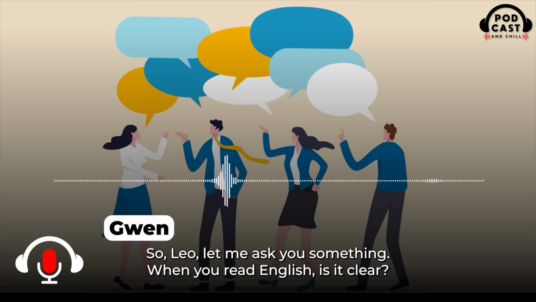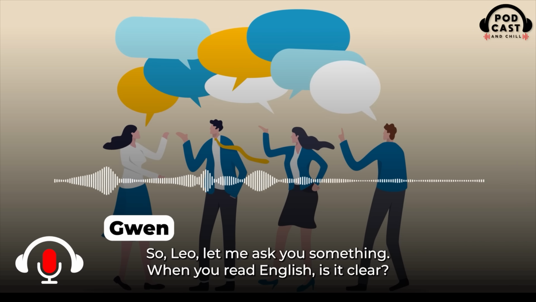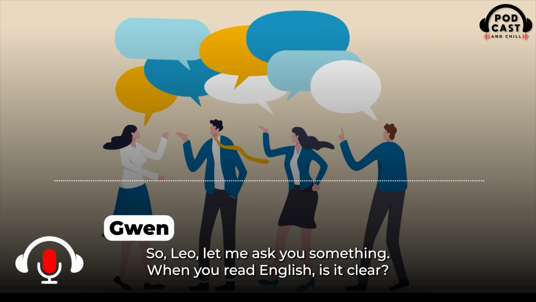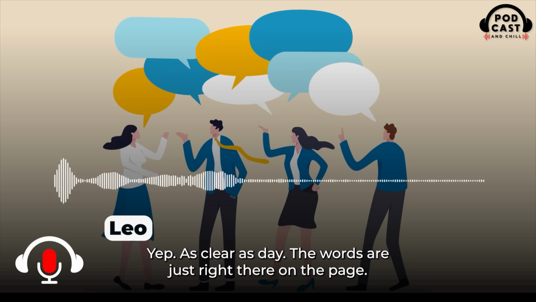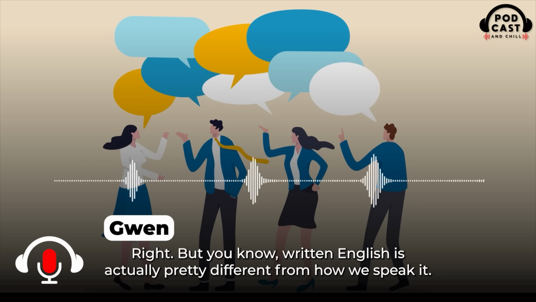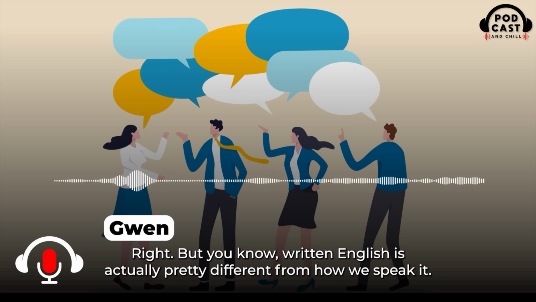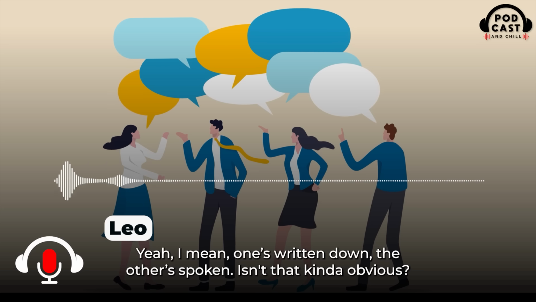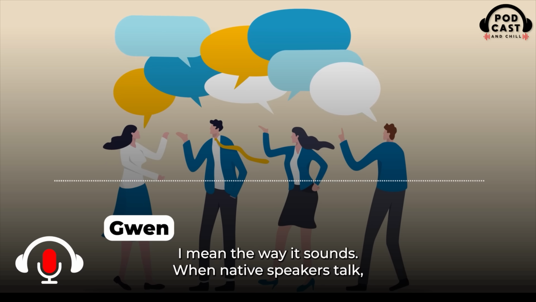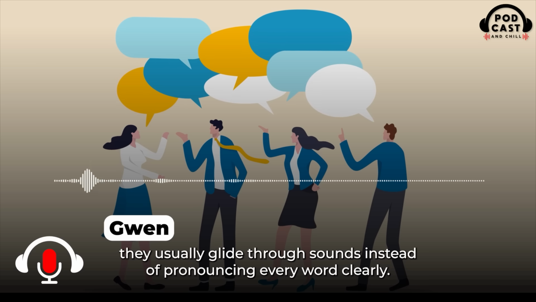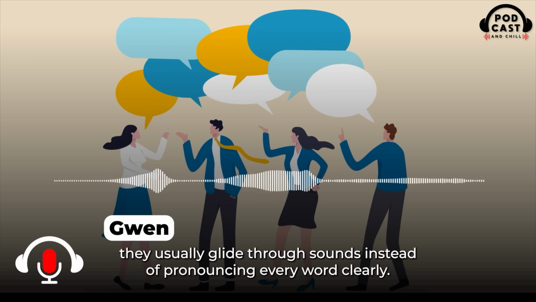So, Leo, let me ask you something. When you read English, is it clear? Yep, as clear as day. The words are just right there on the page. Right. But you know, written English is actually pretty different from how we speak it. Yeah, I mean, one's written down, the other's spoken. Isn't that kind of obvious? I mean the way it sounds. When native speakers talk, they usually glide through sounds instead of pronouncing every word clearly.